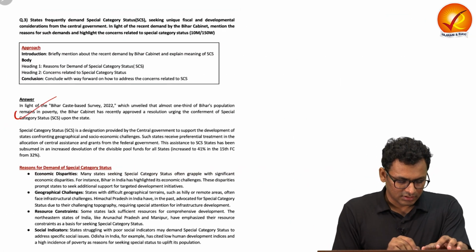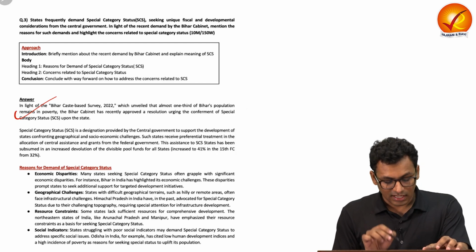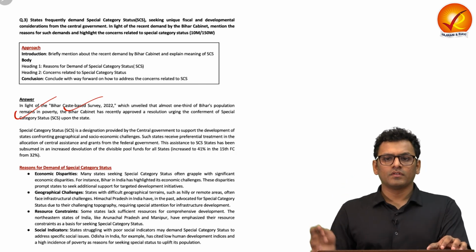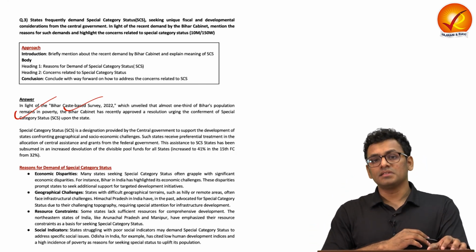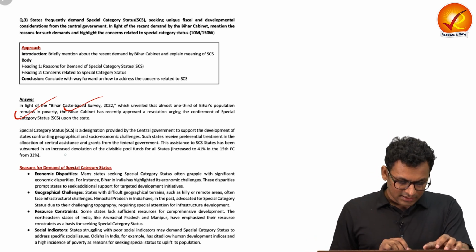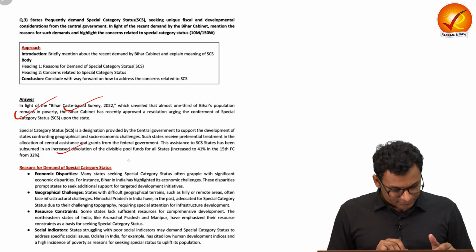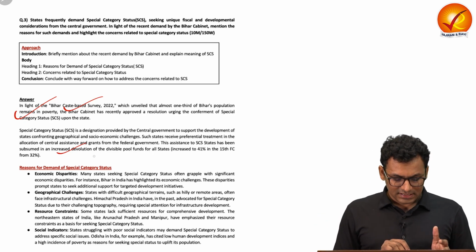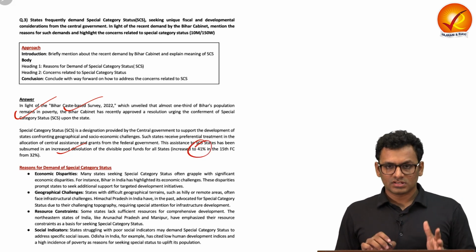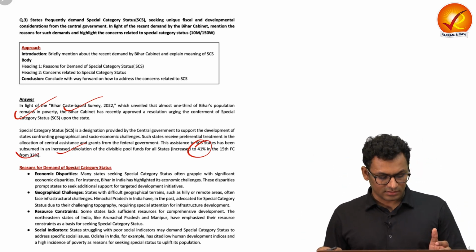The first, you can talk about the context, the recent current affair, how Bihar's caste-based census, the survey, gave us the insight that one-third of the population is living in poverty, and because of the same, the Bihar government demanded special category status. You can talk about special category status, certain information such as how there has been increased devolution of the divisible pool for all states. In the 15th Finance Commission, we saw that it was 41% from 32% before the 14th Finance Commission.